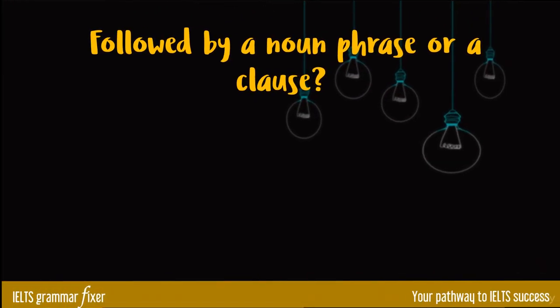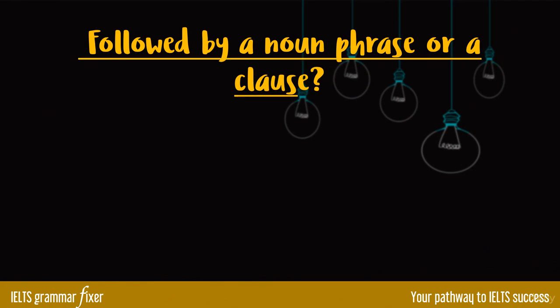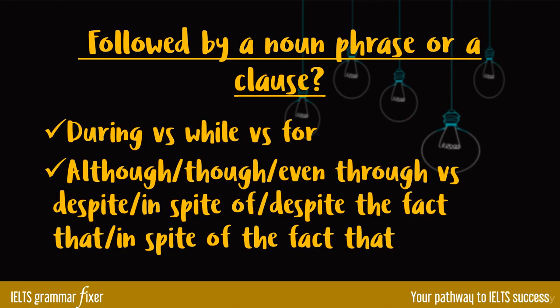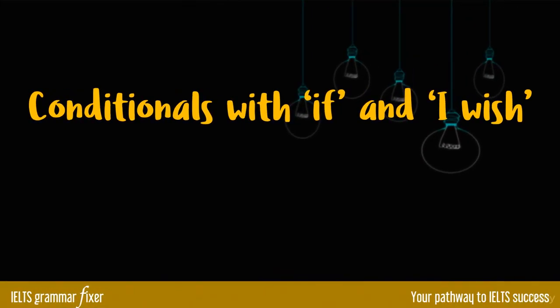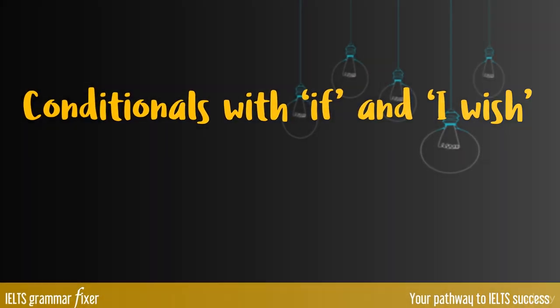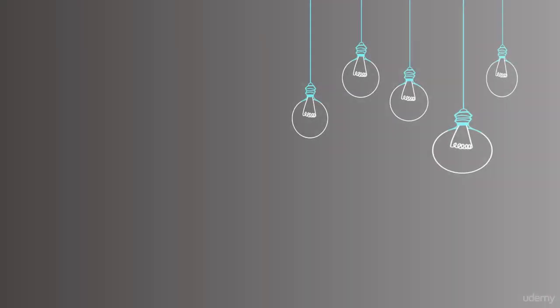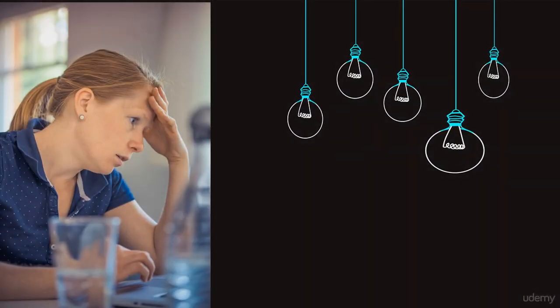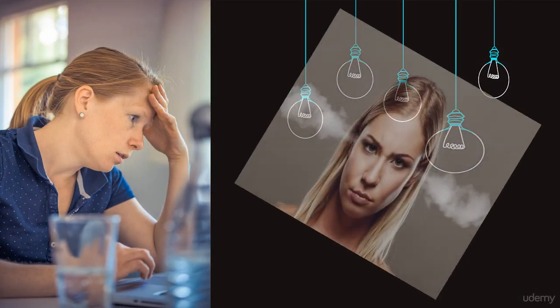Next, you will learn how to use during, while, for, although, and despite grammatically correctly. The next section is dedicated to conditionals. You'll learn expressions that include phrases like if and I wish. In sentences with these phrases, the verbs can be quite complicated, and the meaning can be confusing. Hopefully, you'll find a solution to this ongoing troublesome grammar element at the end of this section.